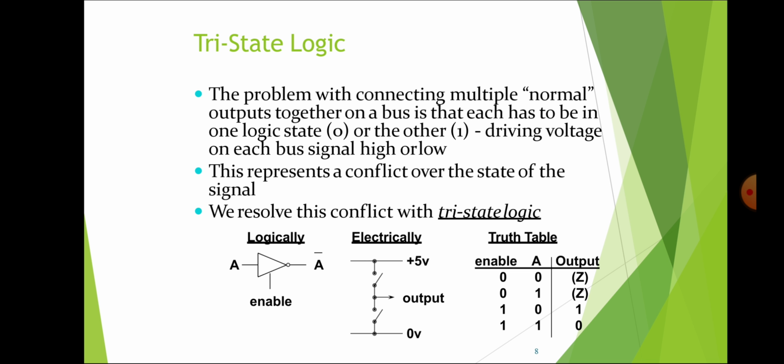Electrically, I have shown here the 5 volt and output, and the diagram here. In the truth table, when enable is 0, it will not give the output, or you can say Z, high impedance. Now if enable is 1, then it gives the output 1 or 0. It is a bar, so negation is there. For enable 1 and A equal to 0, A bar is equal to 1. And if enable is 1 and A is equal to 1, the output is 0.